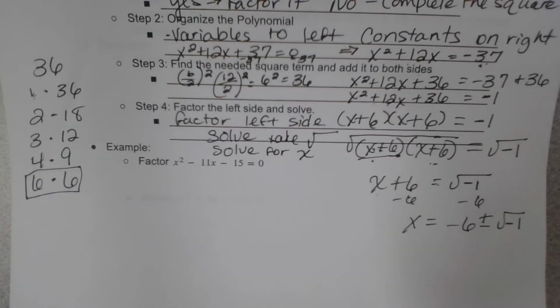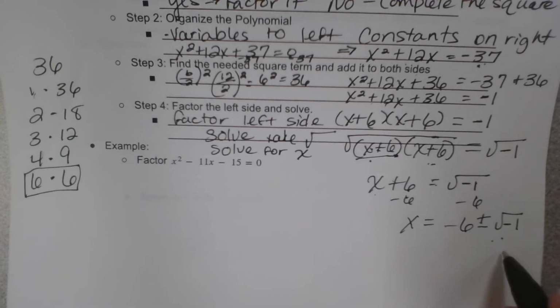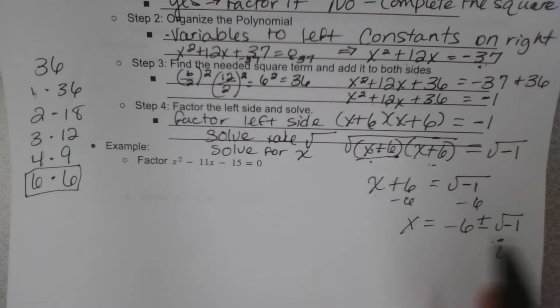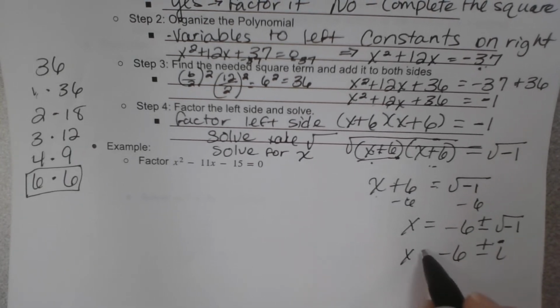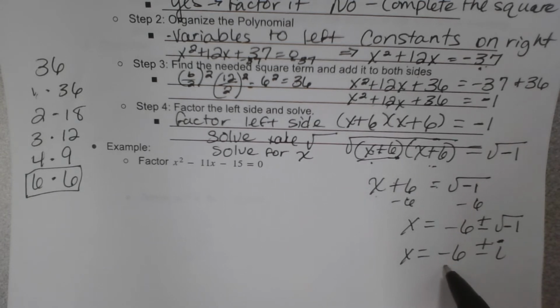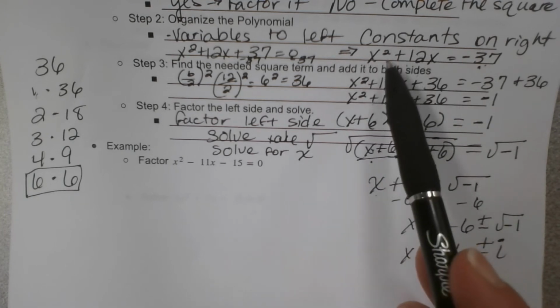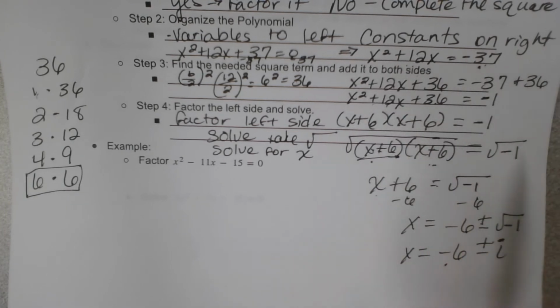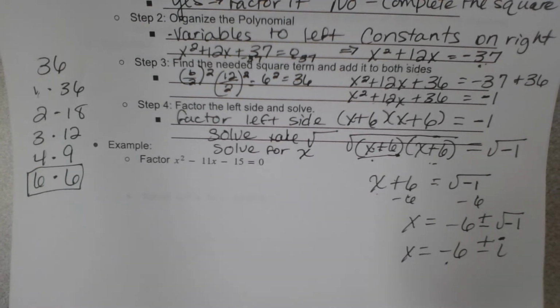Sorry, I'm going to move my paper. And we did this in a different lesson. That square root of -1 is represented with i, the imaginary number. So when I'm done replacing that right there, that's the answer. Those are the complex factors of that equation that we started with, x squared plus 12x plus 37. That was the original quadratic.